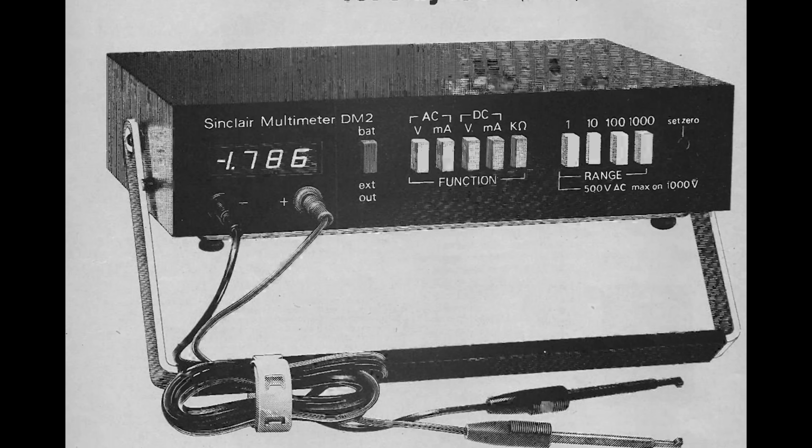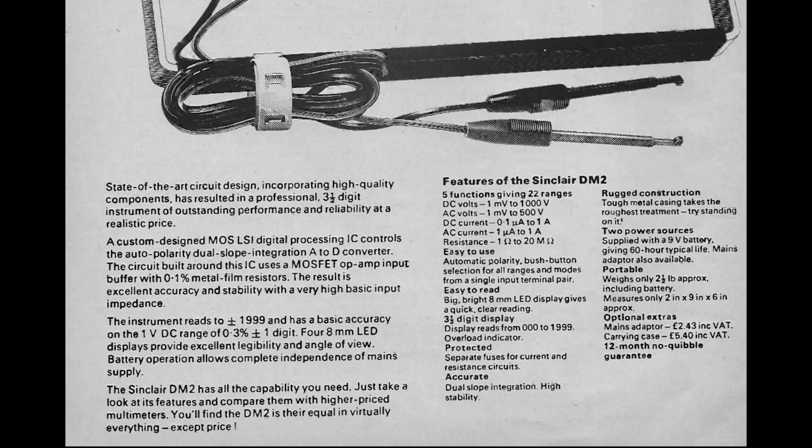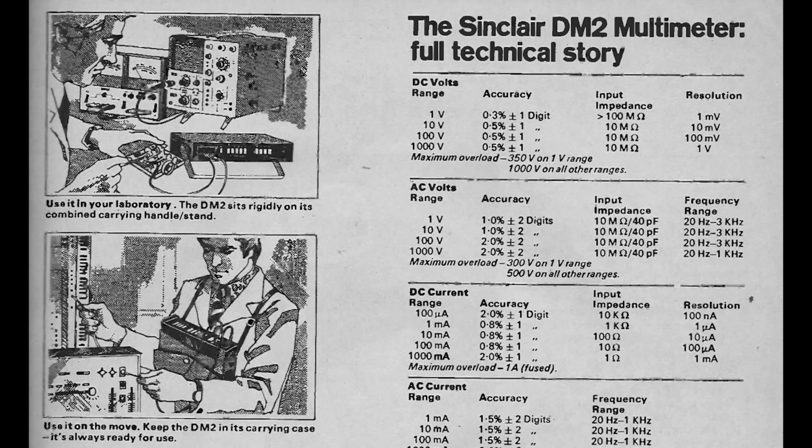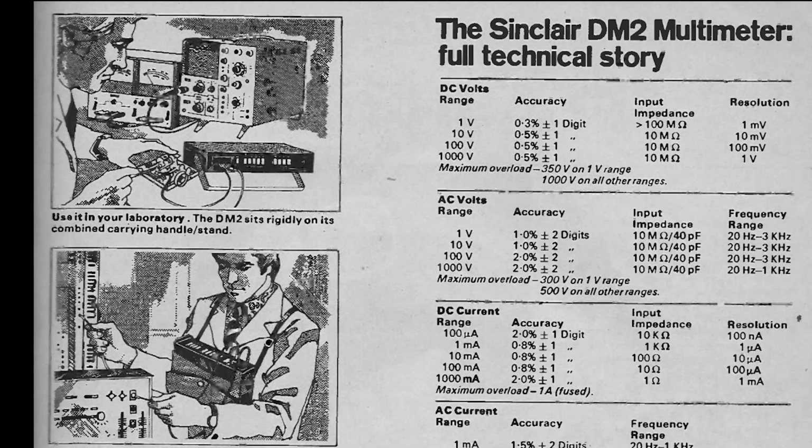Here's an advert I found in an old electronics magazine from 1975. Here we are, the Sinclair DM2 multimeter, £59 plus VAT. It has all the talk here about what it's capable of, 3.5 digits, what it can measure and things like that. But I'm more interested in the second page, not because it goes into full detail on what it's capable of, but because it's got this cool little storyboard showing what you can do with it. Look at this, it's like a comic.